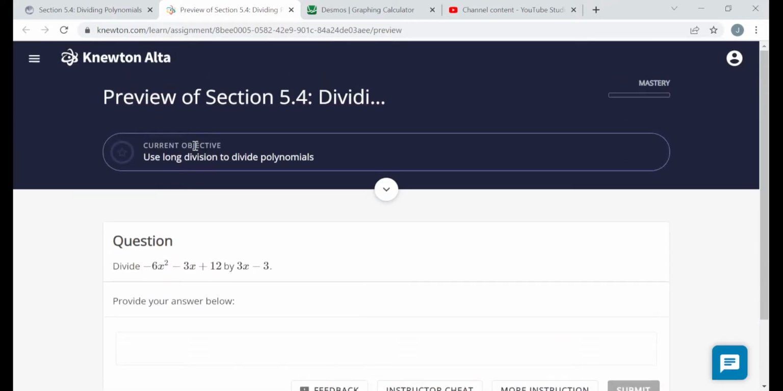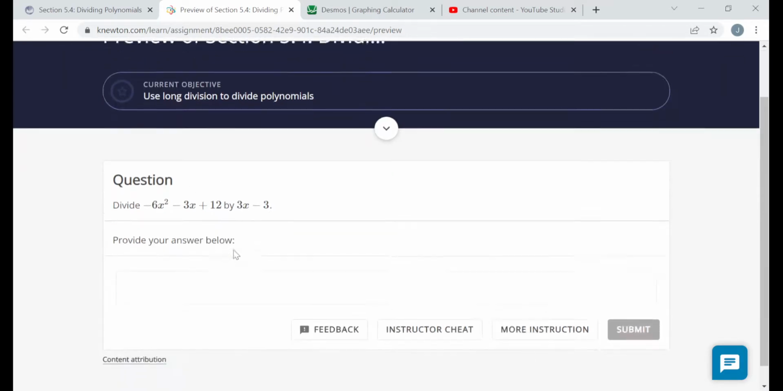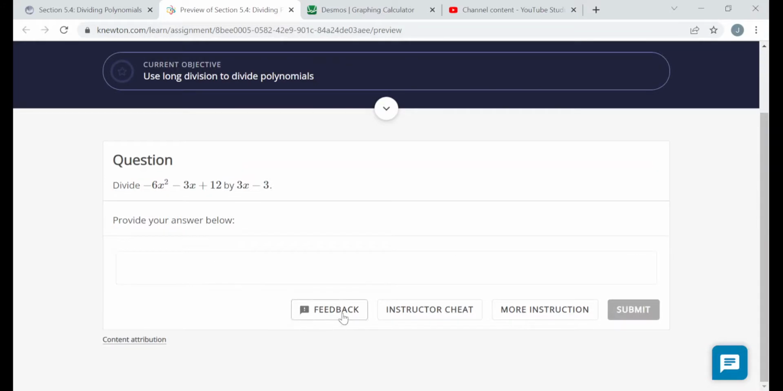Then beneath the current objective you have a question related to that objective. And then at the bottom of every question there should be a feedback button where you can send feedback to Knewton. You will not have this instructor cheat button. It's for instructors only. But you will have the more instruction button, where if you're struggling with a particular topic, click on this. It'll take you to a page with some reading or some videos or both, and then you'll be given questions related to that instruction, and you can get through the assignment that way if you wish.